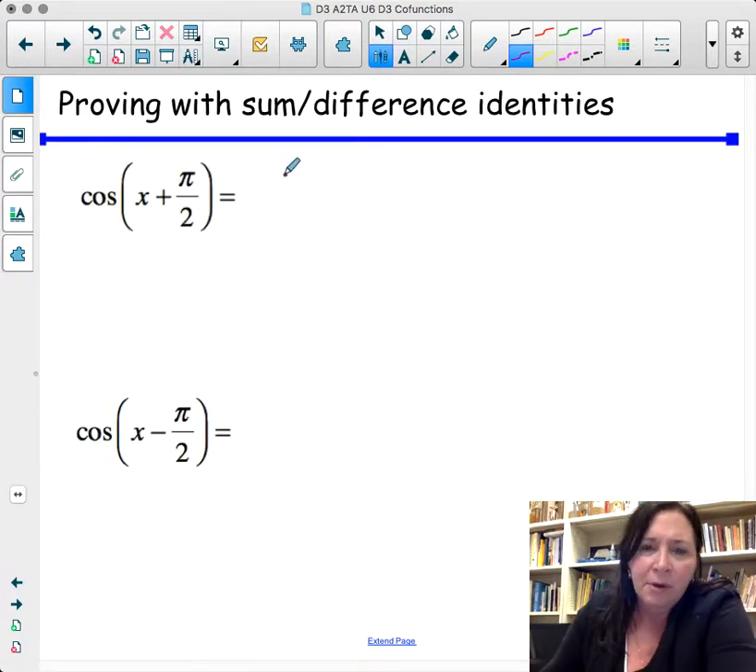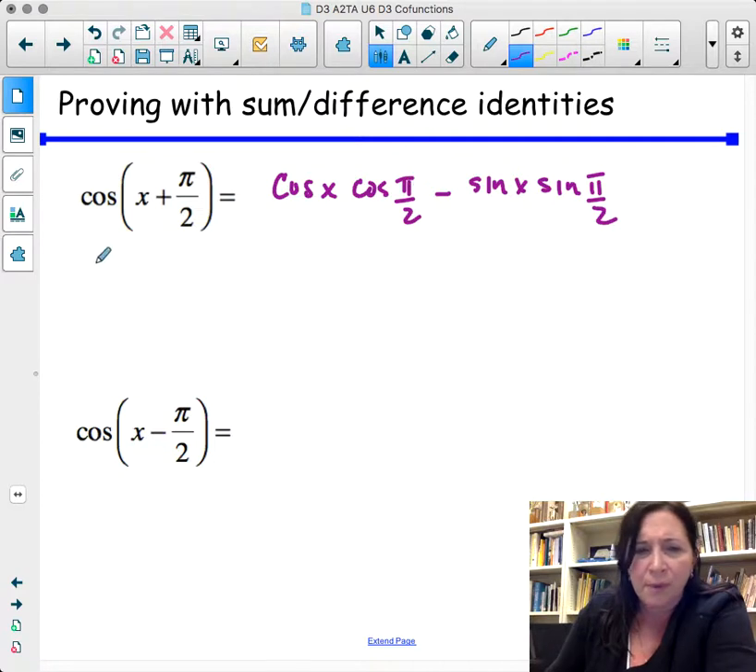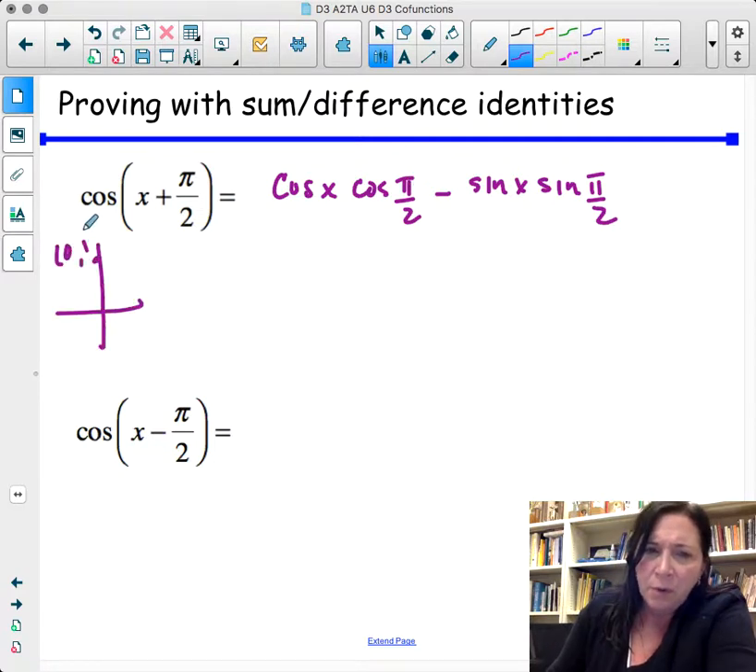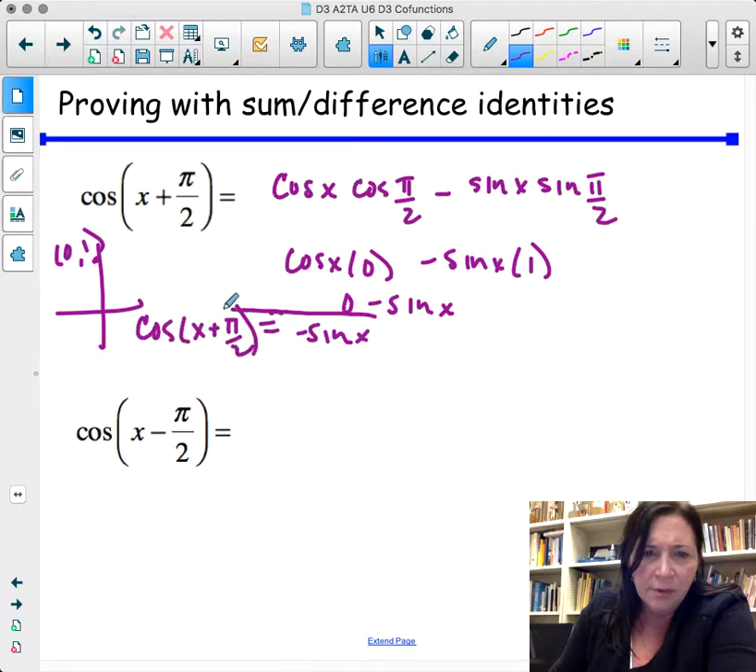So cosine, remember it goes cosine, cosine. So cosine of x, cosine of pi over 2, and cosine has the opposite sign. Sine has the same sign. So this will be sine of x, sine of pi over 2. Remember, pi over 2 is up here: 0, 1, cosine goes first. So this is 0. So we have cosine of x times 0 minus sine of x times 1. So this is 0 minus sine of x, which equals negative sine x. And that's going to equal cosine of x plus pi over 2. So these are going to be equal like that.